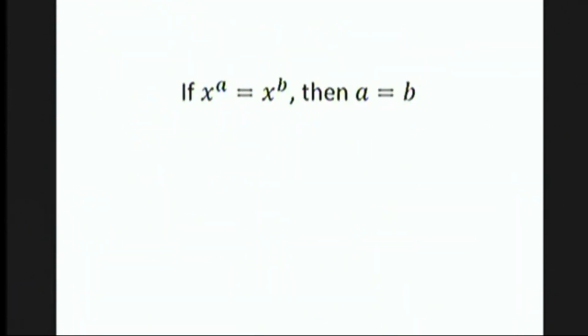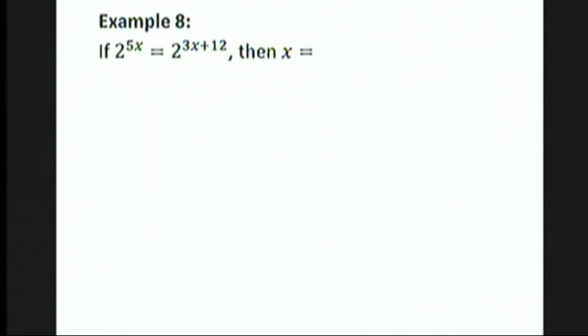Here's another useful property of exponents. If x to the a is equal to x to the b, then a is equal to b. Let's look at an example. If 2 to the 5x equals 2 to the 3x plus 12, then x equals, well, by this last property, since the bases are the same, so are the exponents.